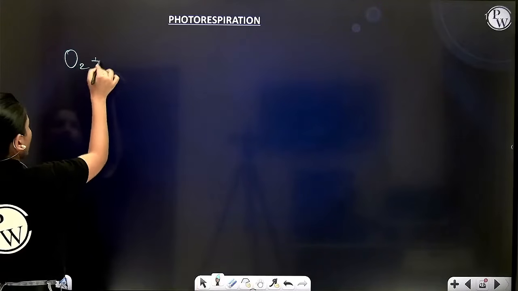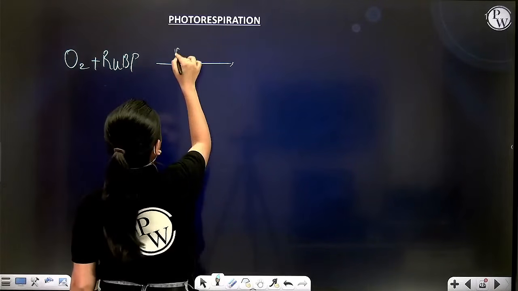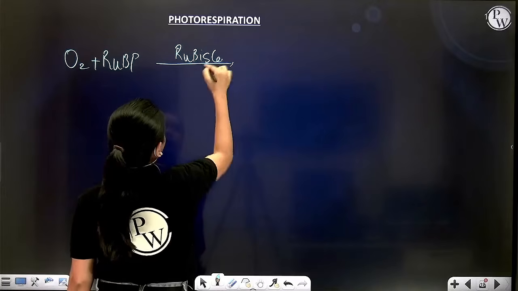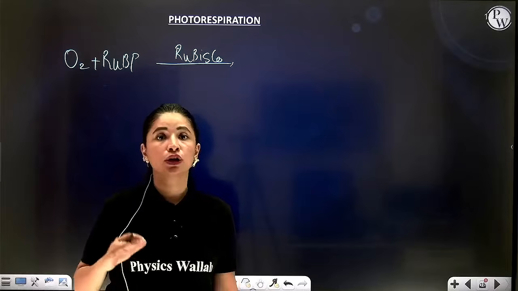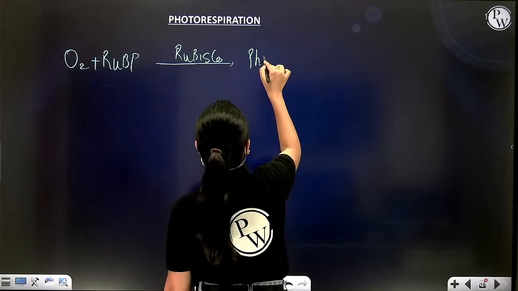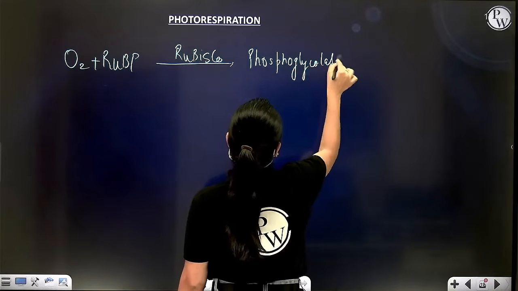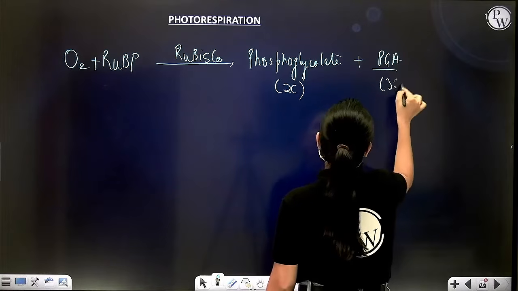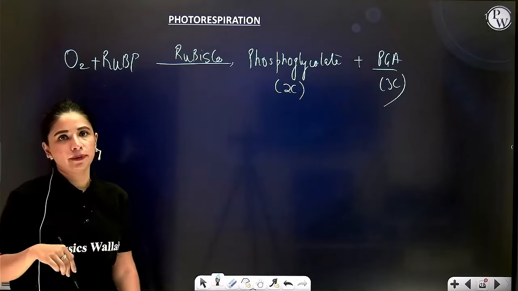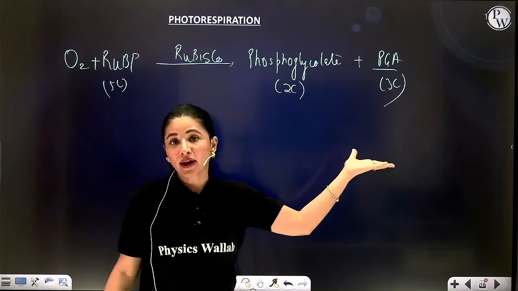As a result, oxygen binds with RuBP in the presence of the enzyme Rubisco in order to produce a 2-carbon compound, phosphoglycolate. Along with this, one molecule of phosphoglyceric acid is also produced. So on the reactant side you have 5 carbons, and on the product side you also have 5 carbons.